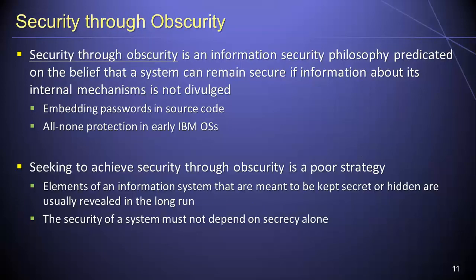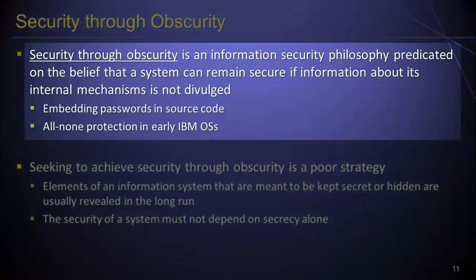One of the ways in which organizations and system developers have endeavored to prevent illicit access to data is by adopting a strategy based on obscurity, that is, protecting sensitive information by keeping the information hidden or secret. Security through obscurity, then, is an information security philosophy predicated on the belief that a system can remain secure if information about its internal mechanisms is not divulged. A developer, for example, might employ this strategy by embedding the username and password for a database inside her source code, thinking that the username and password will be safe after the program is compiled.